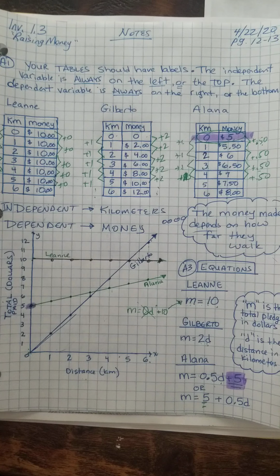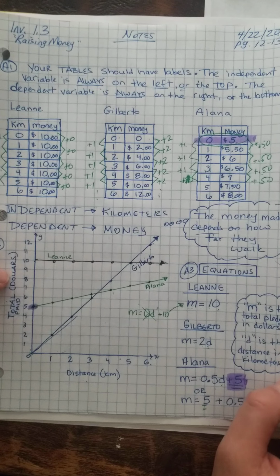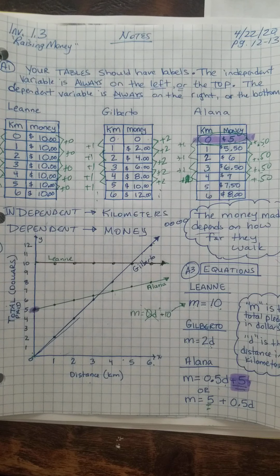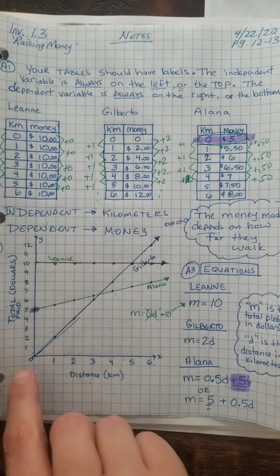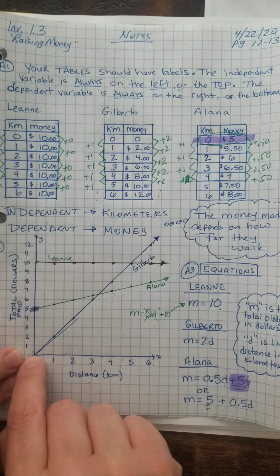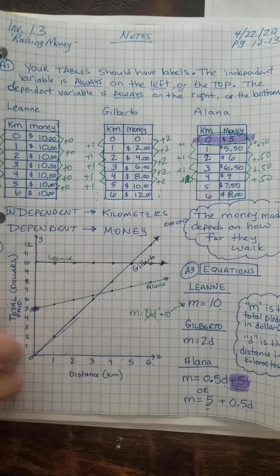All right, I hope that clears at least a few things up. I know there was some confusion about Leanne and Alana. Some of you had reached out to me. I realize this video is a little bit longer than some of the other ones, but this is probably the most important investigation. It's the first investigation where we actually see something different than just starting at 0, 0 and having a constant rate of change.